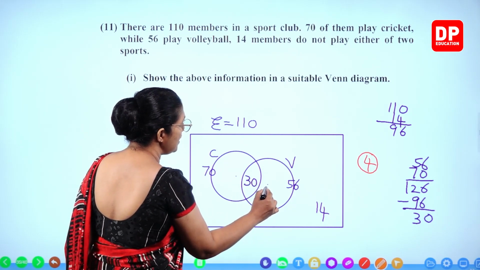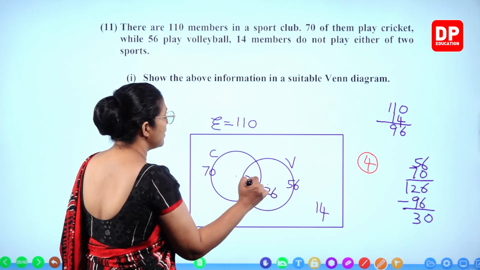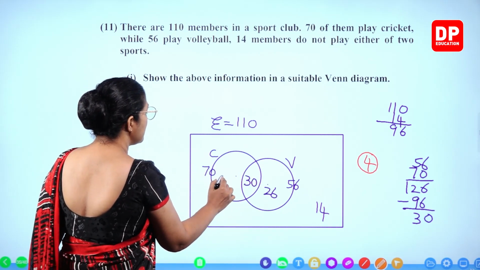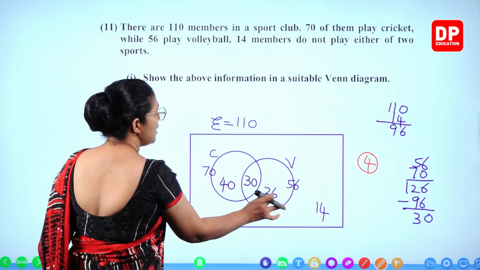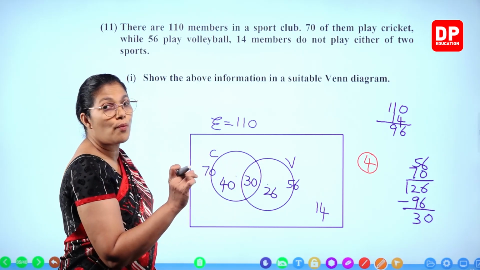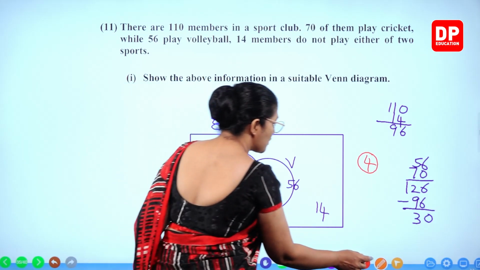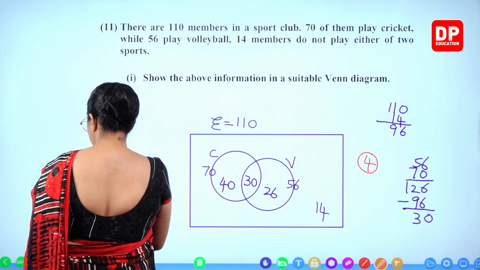You get 26. And 70 minus 30, that's 40. So you have to write down each value to get 4 marks. Then let's do the other questions.